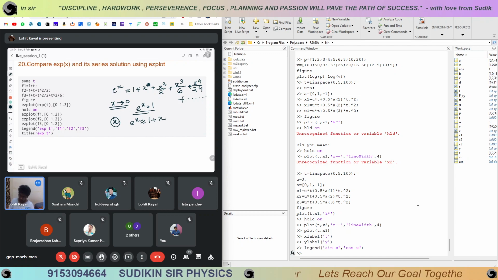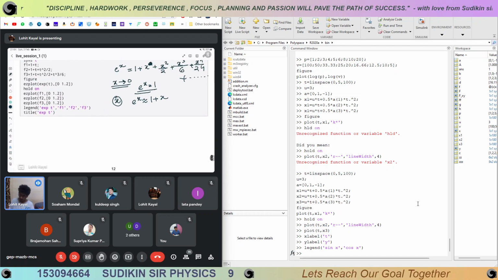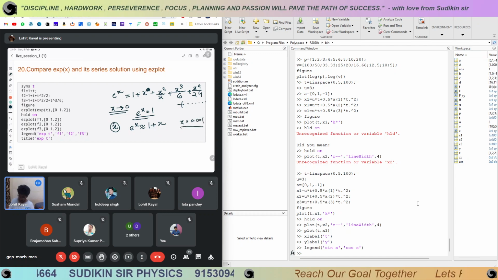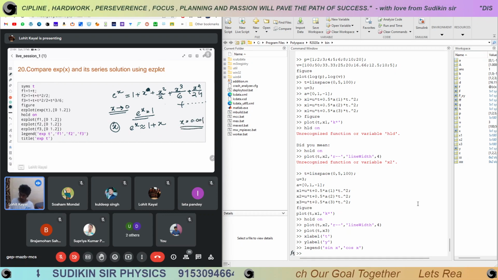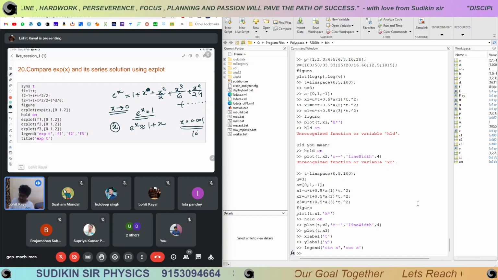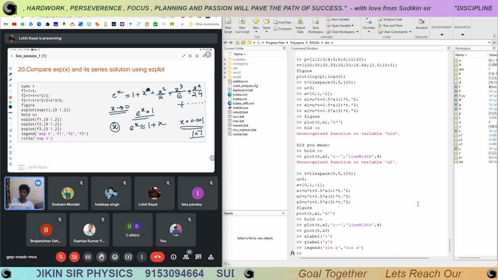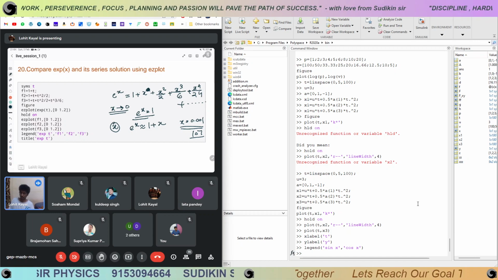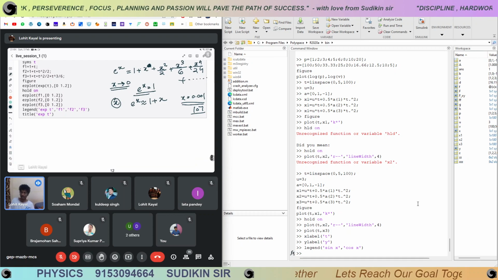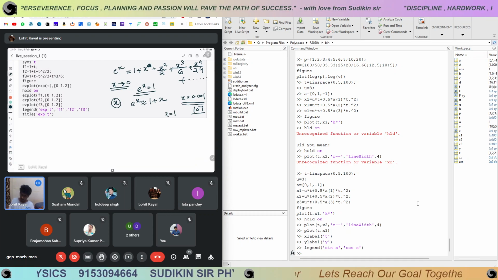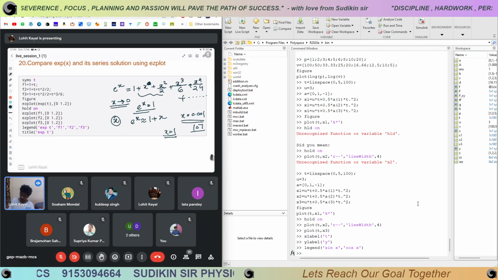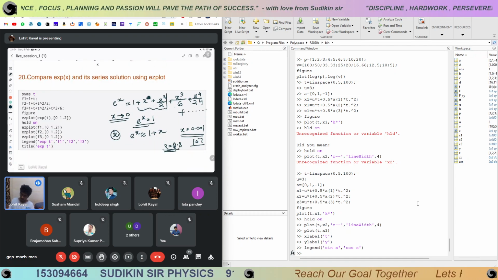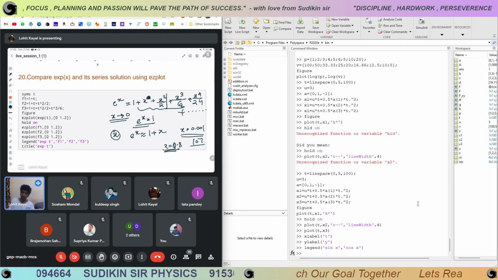Now for small value of x, I can approximate e to the power x as 1 plus x. Because suppose x equals 0.001. If you square it, it is already 10 to the power minus 6. Cube it will be 10 to the power minus 9, then 10 to the power minus 12. So it is almost negligible. For a slightly larger x, suppose 0.8, then you have to consider this term, then probably this term. But other terms will be negligible.